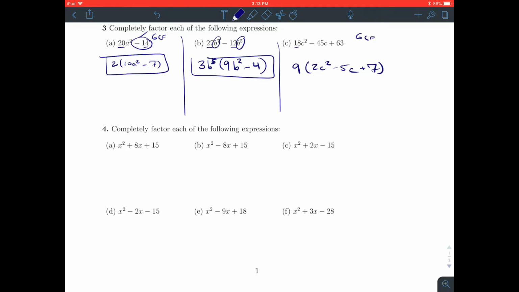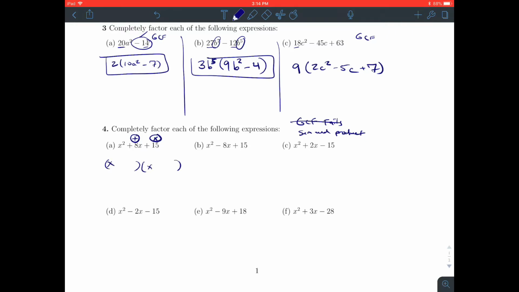Completely factor each of the following expressions. These ones, GCF is going to fail for. Luckily, we have that new method, sum and product. The reason why it's called sum and product is all of our factors are constructed by finding numbers that sum to 8 and have a product of 15, the second one.